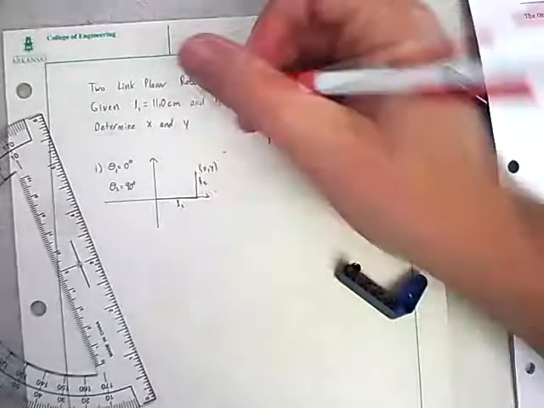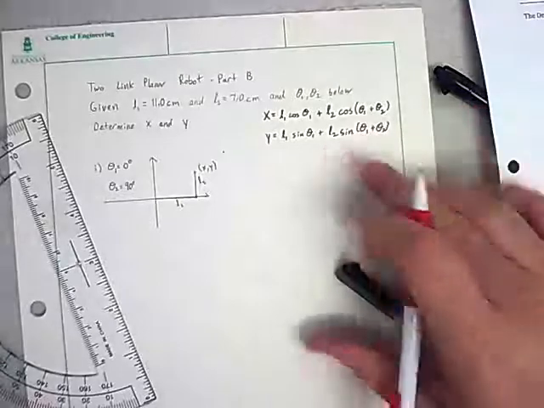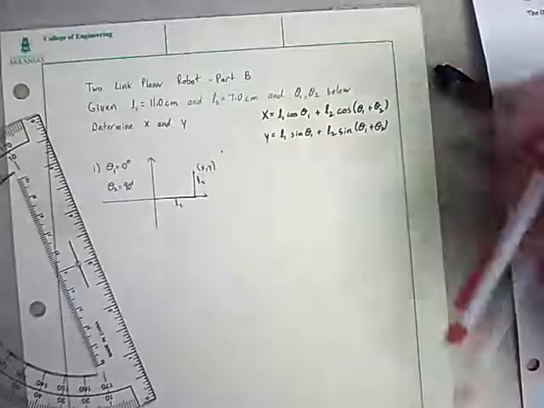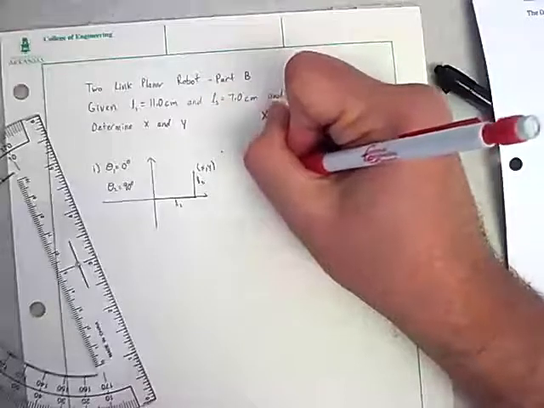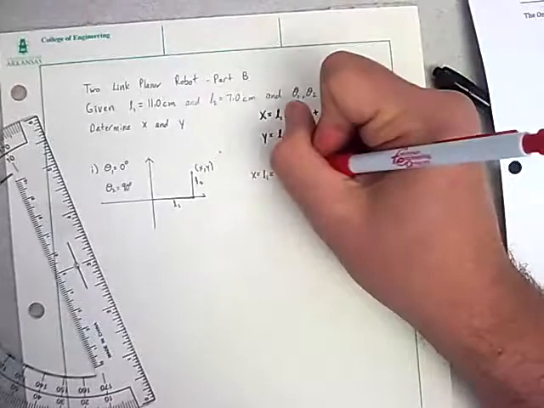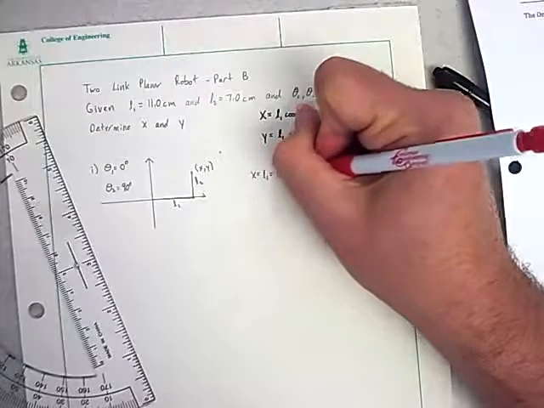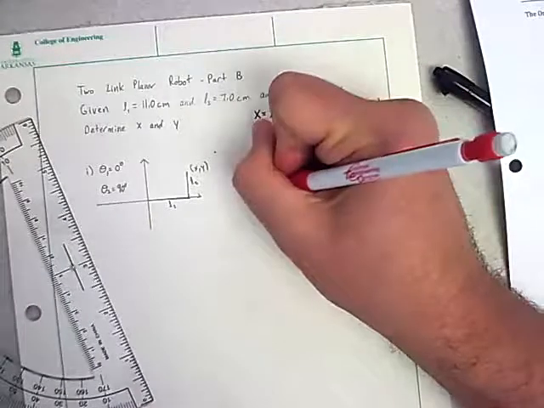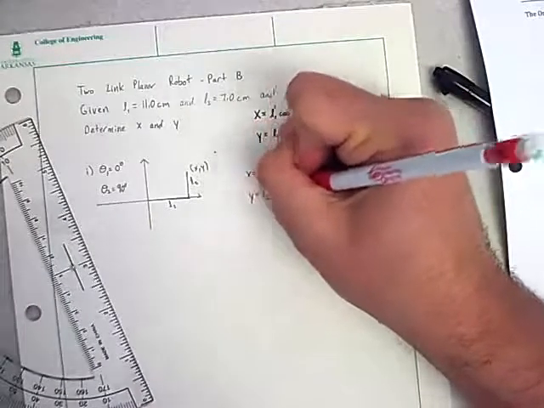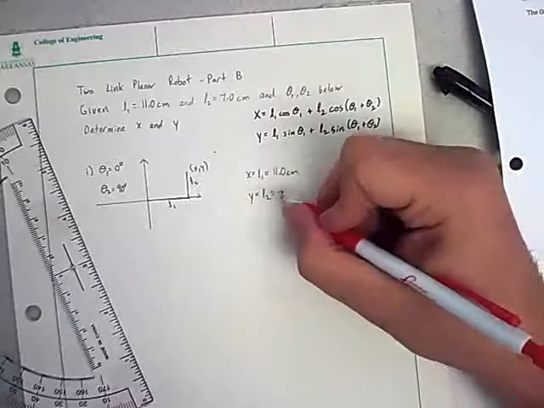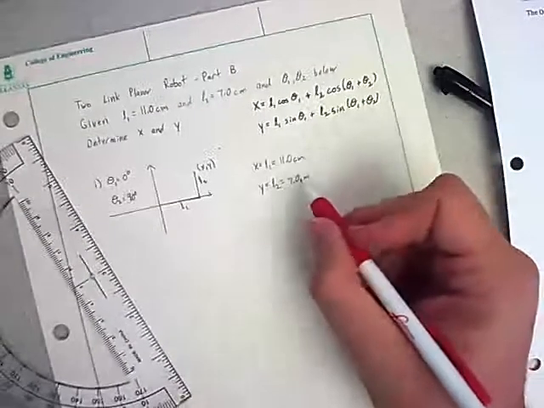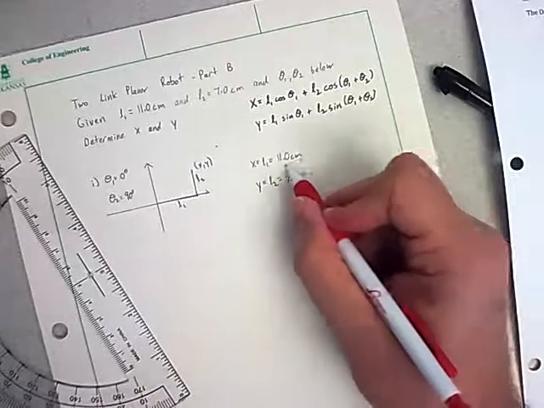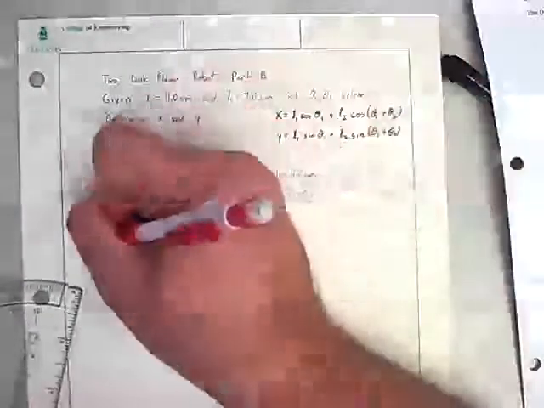And it wants me to get what XY is. I could use our equation there, but really, since these are at right angles to each other, it's pretty simple. I know that X is going to equal L1, which is 11 centimeters, and Y is going to equal L2, which is 7 centimeters. So I don't really have to get into the lengthy equation. That one was easy enough.